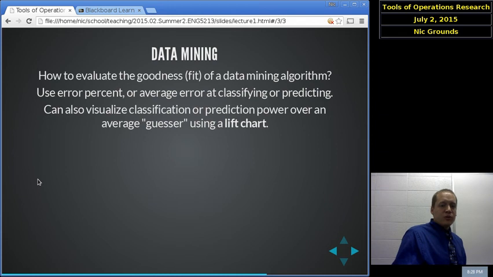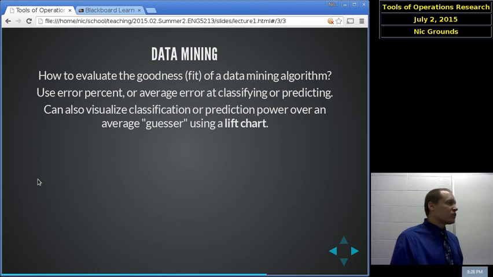Basically, a lift chart is a chart or a graph that's going to say how much better the data mining algorithm does than an average guesser would. So, for example, in the student data, if I found that 90% of all students graduate, then I can build a model that just guesses everybody graduates, and I would get it right about 90% of the time, theoretically, right? So can we find a data mining algorithm that builds a prediction model that would do better than 90% of the time, that would have lower than 10% error? And how much lower?